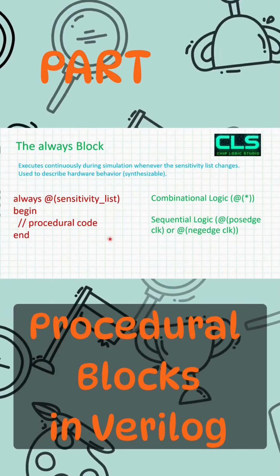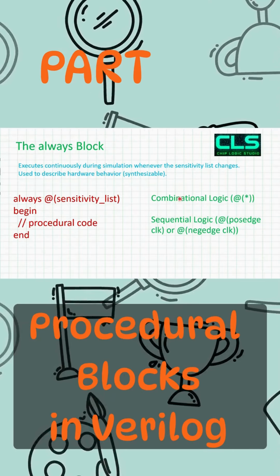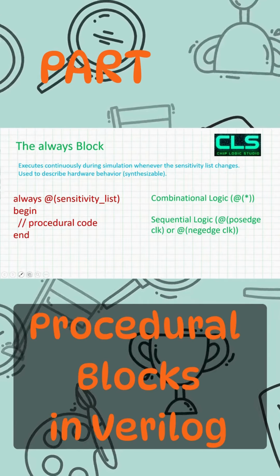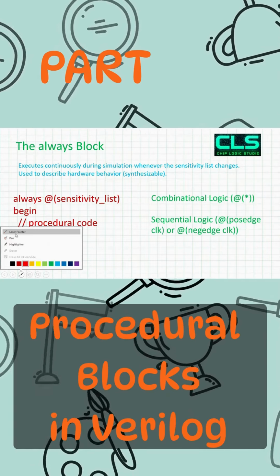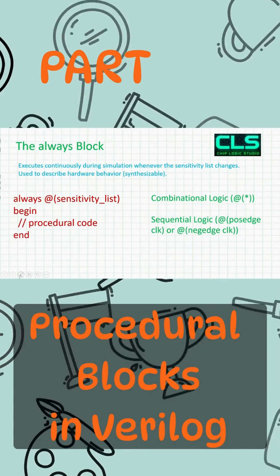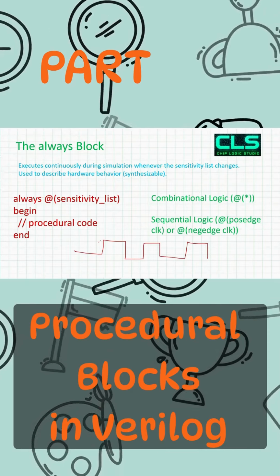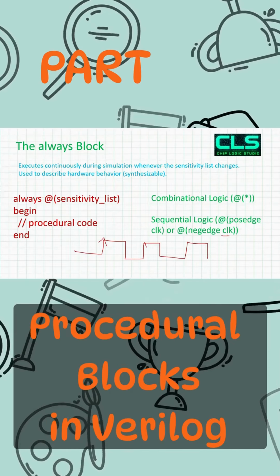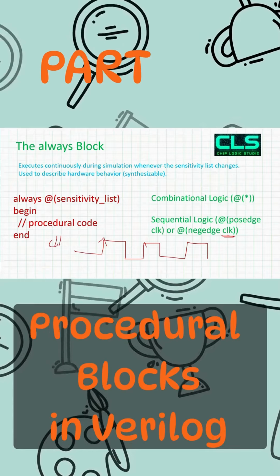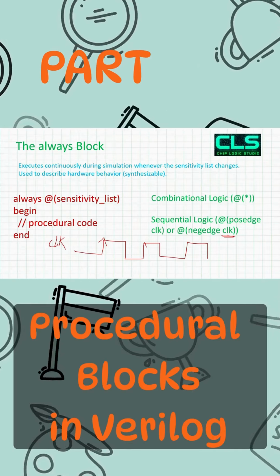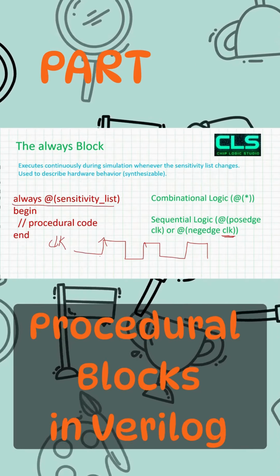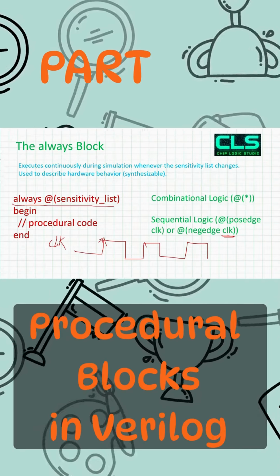And in sequential, you write posedge or negedge of clock, so whenever the clock edge comes, the block executes. Okay, I will take one example for that. For example, this is our clock, and this signal name is clock, and this signal is coming inside this always block. So whenever this edge comes, it will execute. So this is the logic.